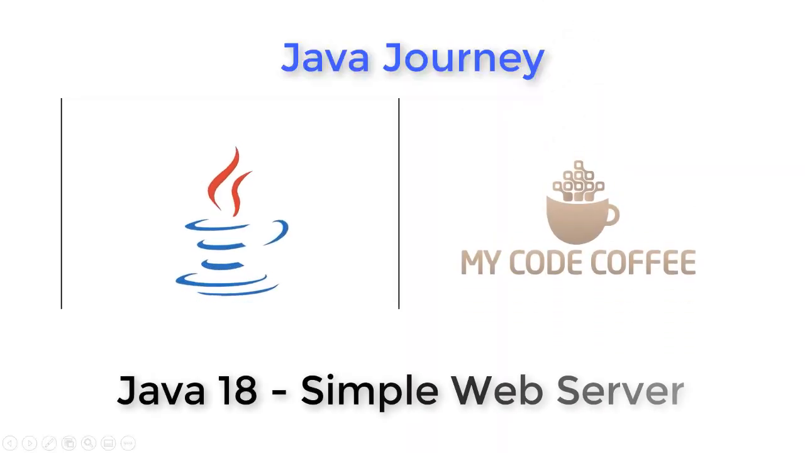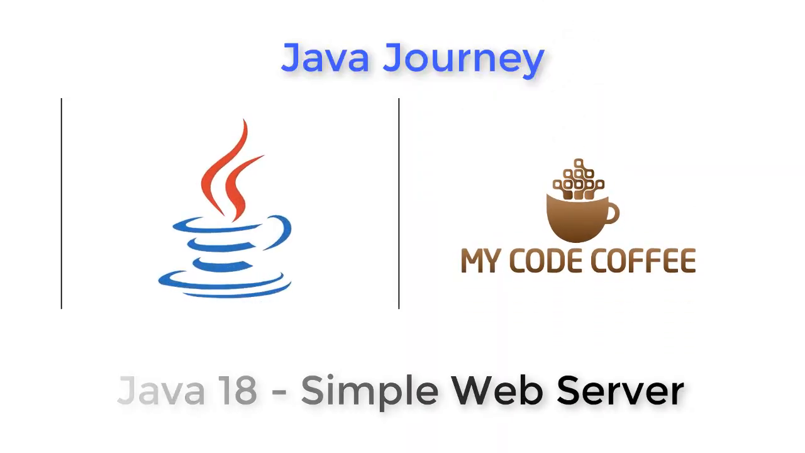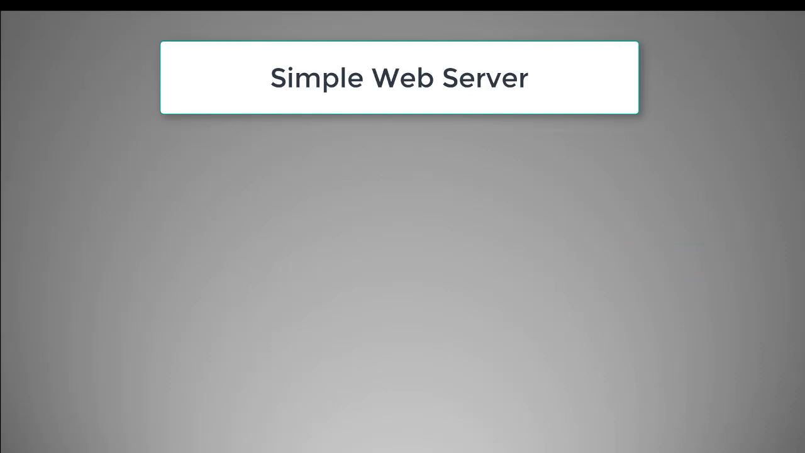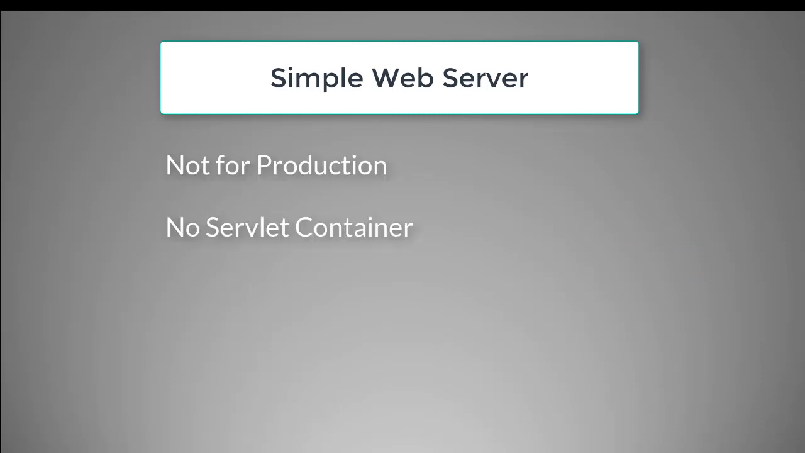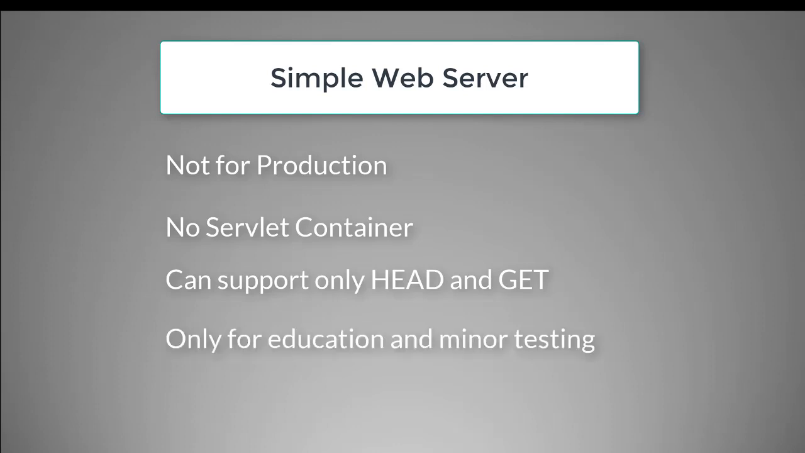Second feature is simple web server. Java 18 comes with a minimal HTTP server. This simple web server is not meant for production environment. It does not have a servlet container and it can support only HEAD and GET HTTP requests. Basically, this web server which comes along with Java 18 is only for educational purposes and minor testing during code development, where a small out of the box server can be helpful.